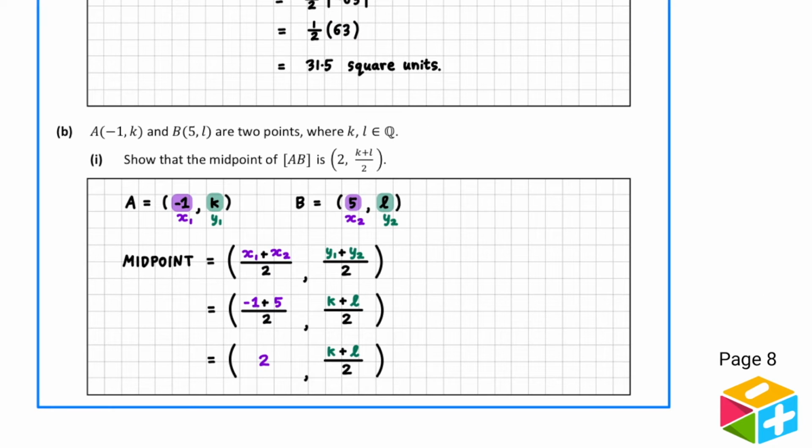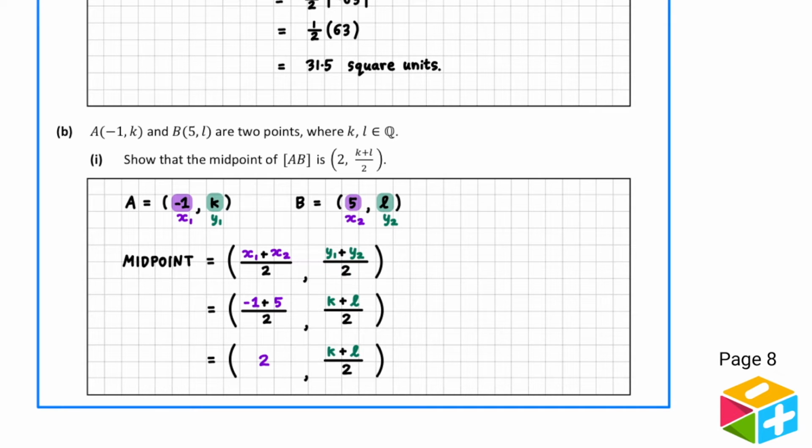In part B, we're presented with 2 points, A and B. We must show that the midpoint of the line segment AB is a specified value. Well, the formula book contains a result about the midpoint. It's equal to x1 plus x2 over 2, comma, y1 plus y2 over 2.